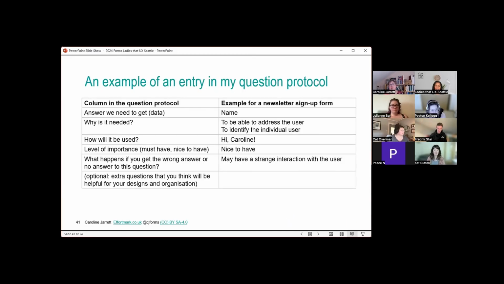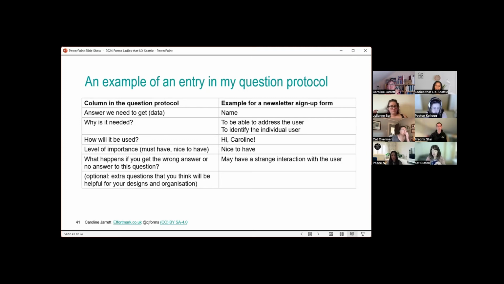So an example in my question protocol for something like a newsletter sign-up form, a rather trivial type of form, might be that the answer we need to get, the data, might be someone's name. It might be needed to be able to, in a newsletter sign-up, write to the user and identify an individual user. It might be used like, "Hi, Caroline." And the level of importance for sending out a newsletter, I would say, is probably nice to have.